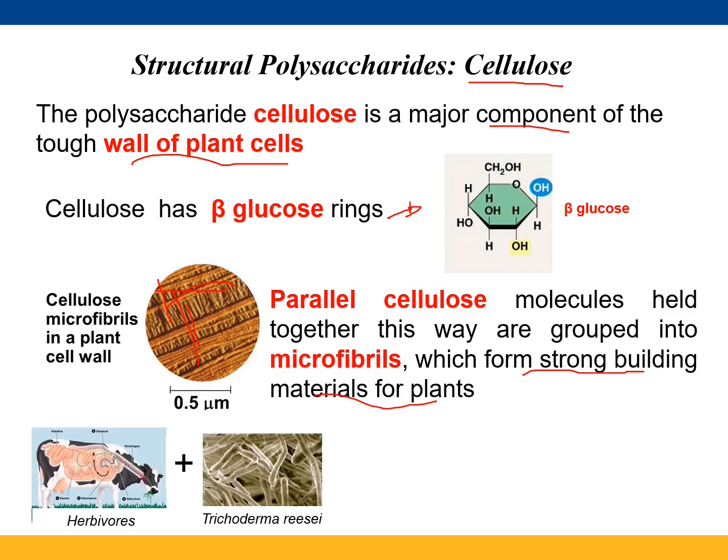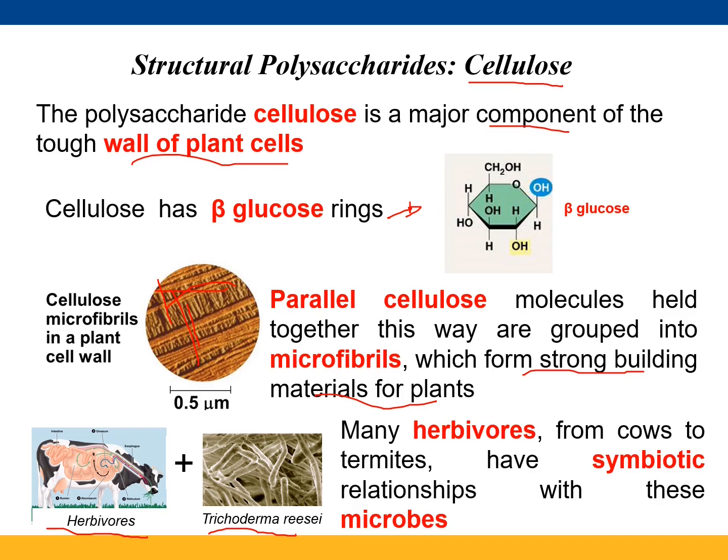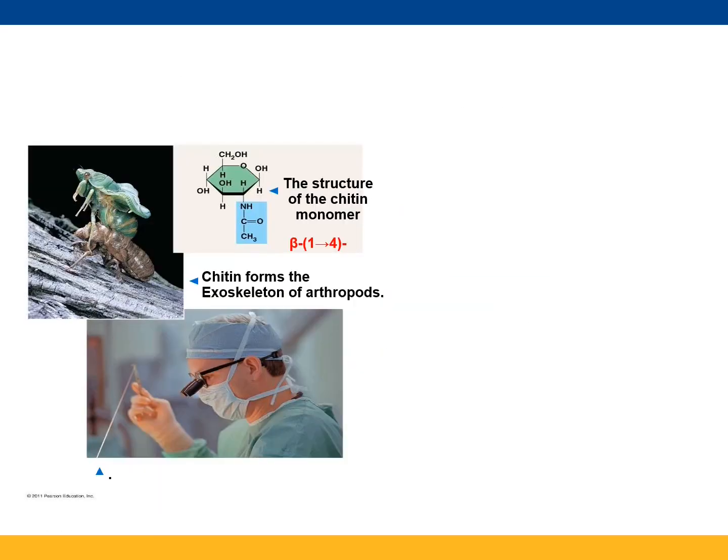In addition, something important about the cell wall is that herbivores, like cows or termites, require the interaction with microbes to break it into small pieces, to turn these polysaccharides into monomers that can be digested by the cows. So herbivores have a symbiotic relationship with these microbes to be able to digest this type of food.